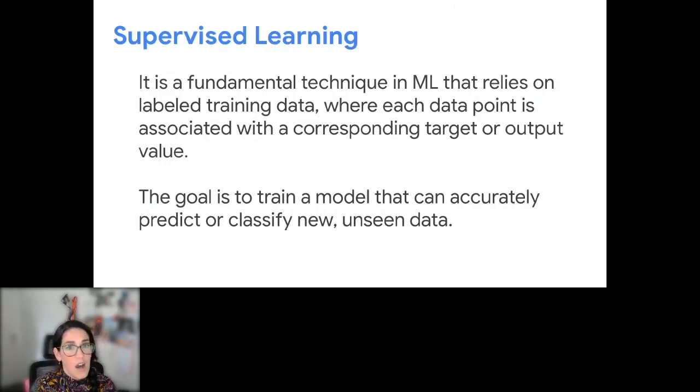So the first one is supervised learning, and this is a technique that relies on having training data that is labeled, and each data point is related to an output value. Okay, so we're going to see also a simple example so we can understand it better. The goal is to train a model that can accurately predict or classify new unseen data. Okay, so let's see what this really means. So let's see this example.